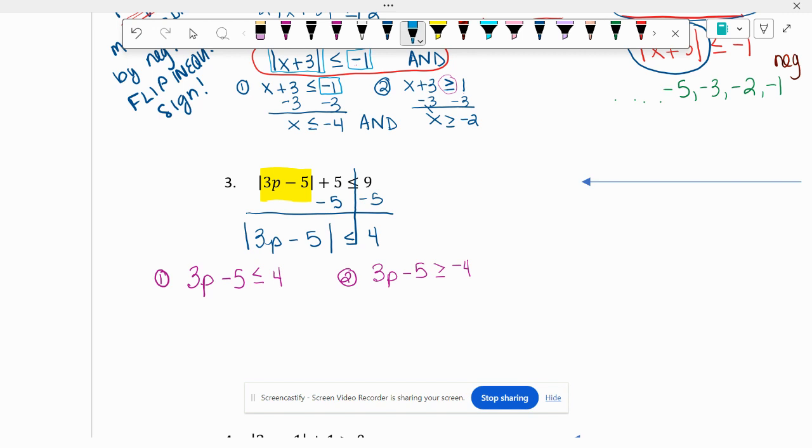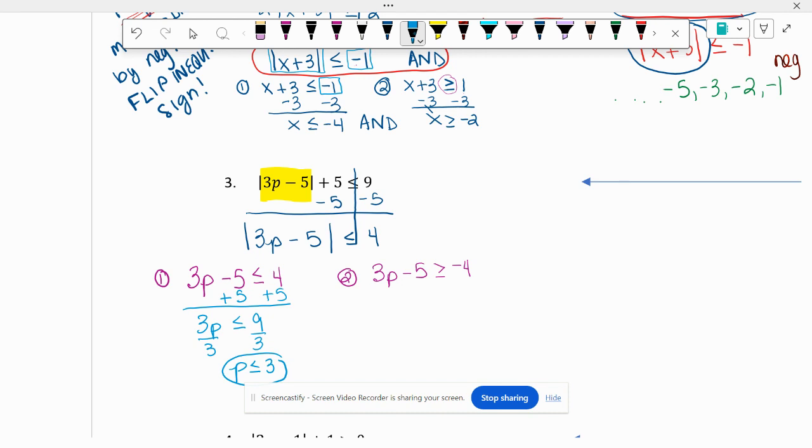So now let's solve each one of these inequalities. I'm going to add 5 to both sides. 3p is less than or equal to 4 plus 5, which is 9. Divide both sides by 3. P is less than or equal to 3.